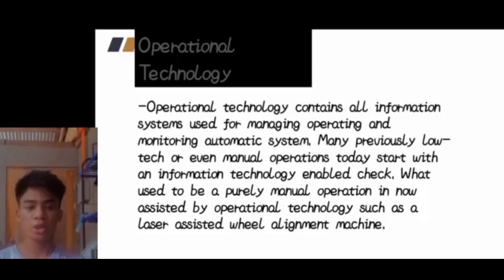Operational technology. Operational technology contains all information systems used for managing, operating, and monitoring automatic systems. Many previously low-tech or even manual operations today start with an information technology-enabled check. What used to be a purely manual operation is now assisted by operational technology, such as a laser-assisted wheel alignment machine.